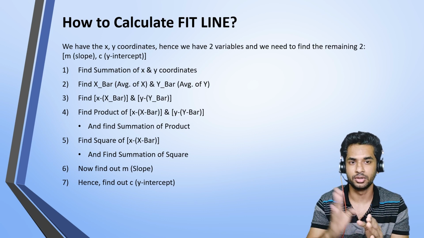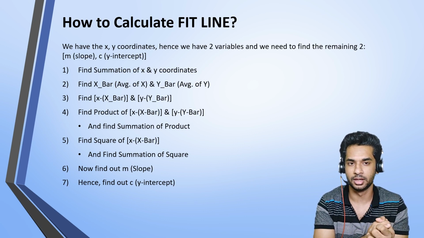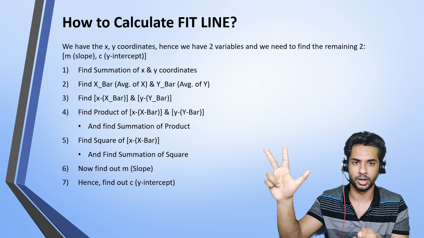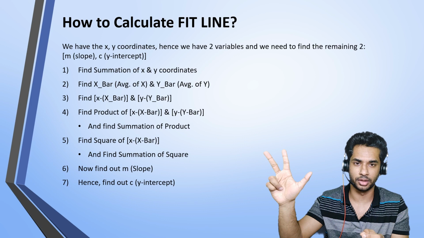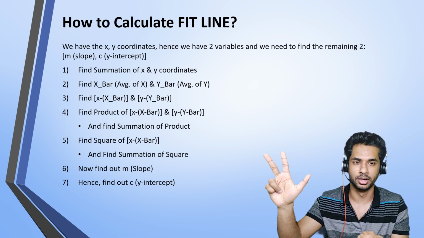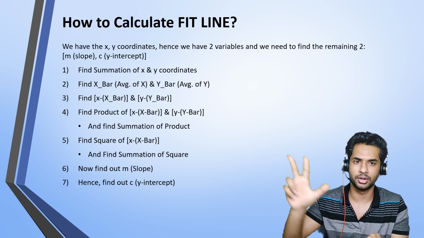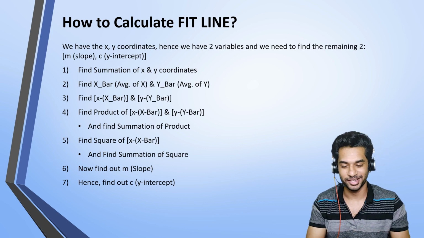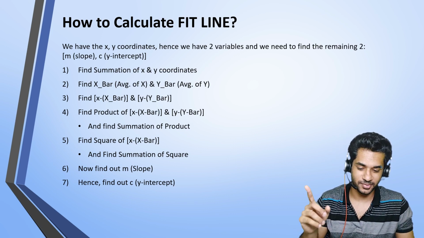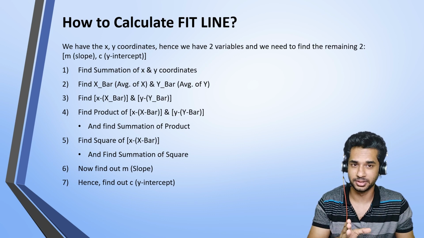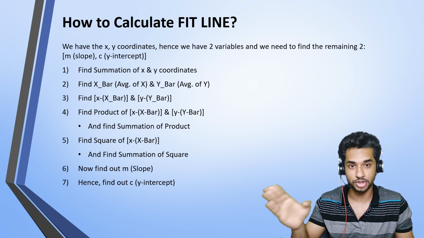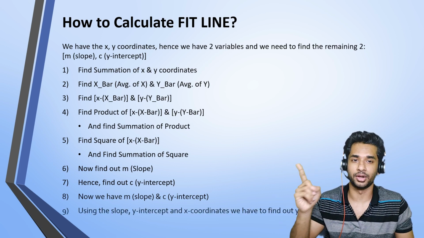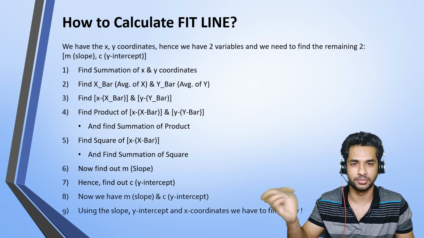What is the formula? Y is equal to mx plus c. So we have the x coordinate, slope and the y-intercept. What is left to calculate? The y coordinate. Not a problem. We have all the three values. We can calculate the y coordinate very easily. Am I right? Yeah. So the next step is, now we have the slope and the y-intercept, right? Then using the slope, y-intercept and the x coordinates, we need to find the value of y. That means the value of y coordinates.